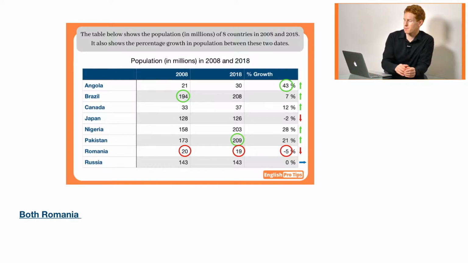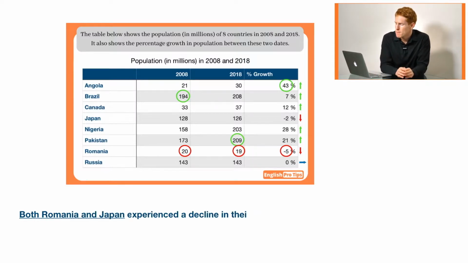Okay, another one. Both Romania and Japan experienced a decline in their population figures. So again, we're grouping Romania and Japan, and we're saying that these countries are grouped because they decreased in population between 2008 and 2018. Okay, these are good sentence structures to practice in your practice essays and answers before you go to do the exam. Let's have a look at a few more.